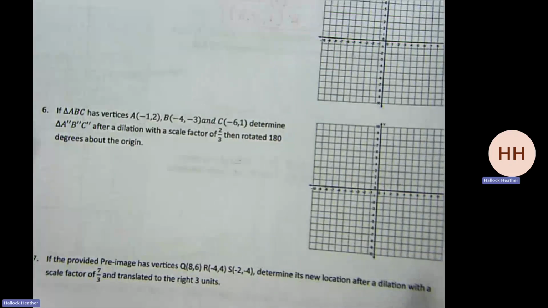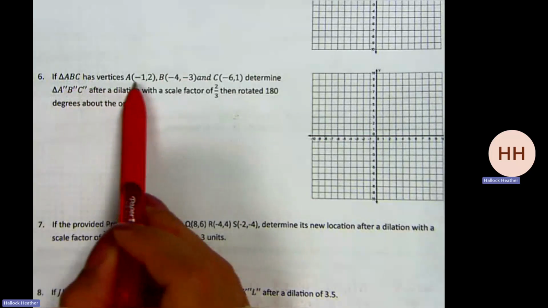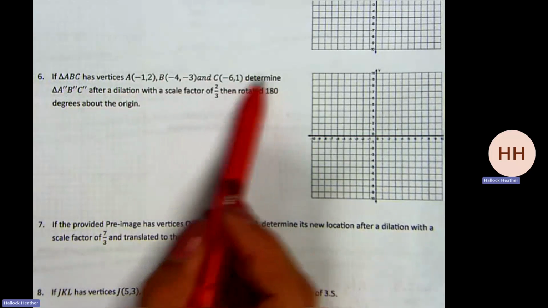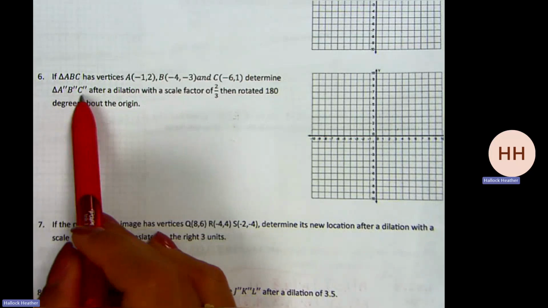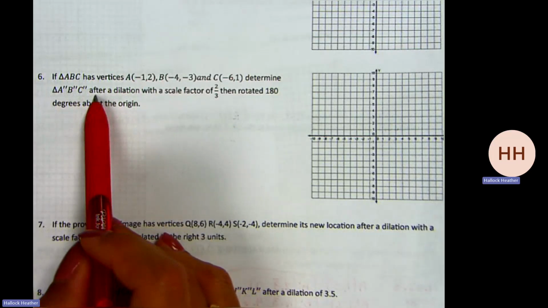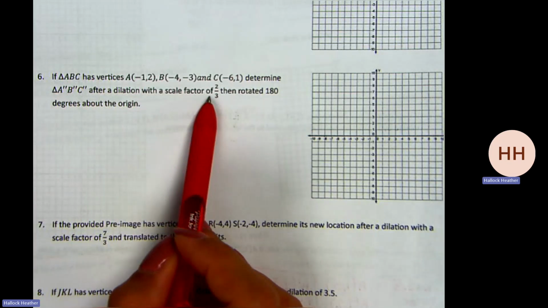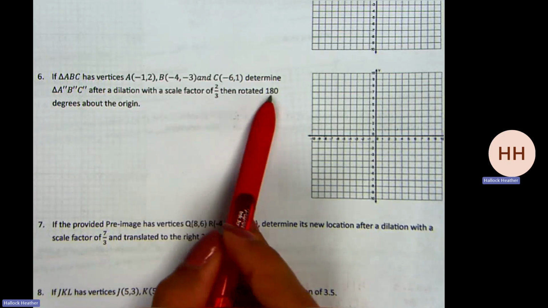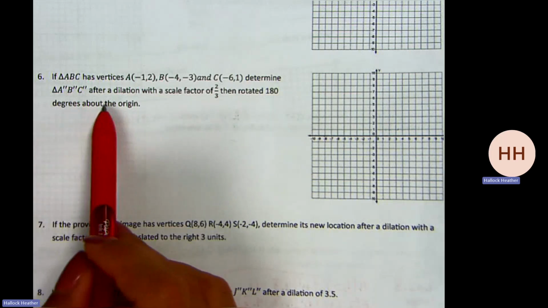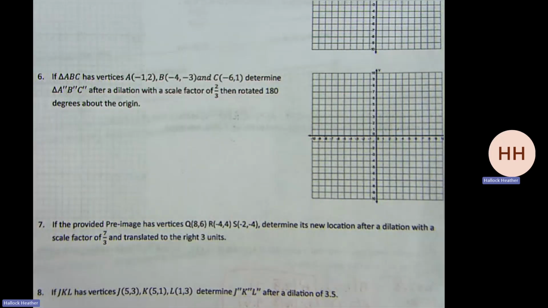Let's do number 6. So number 6 says if triangle ABC has vertices A, B, and C, determine A double prime, B double prime, and C double prime after a dilation of a scale factor of 2/3. And then it's also rotated 180 degrees around the origin. So I have 2 things going on. This is like what we used to do whenever we would shift it and then we would rotate it.